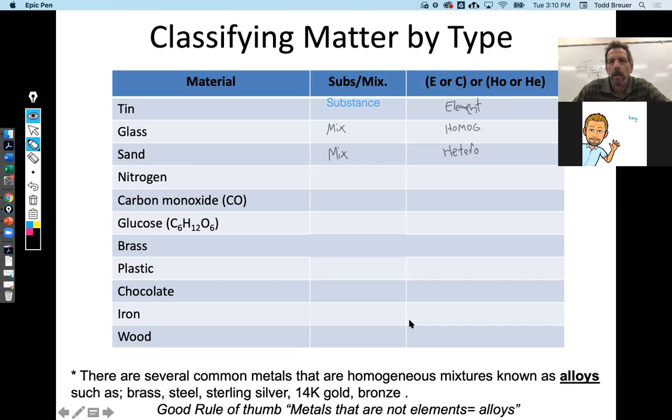Okay, so let's try the criteria again. Nitrogen, aha! on the periodic table. We'll call that a substance, right? And we recall that the periodic table is called the periodic table of elements. So since it's called the periodic table of elements, we're going to call nitrogen an element. It's one of the pure forms of matter.